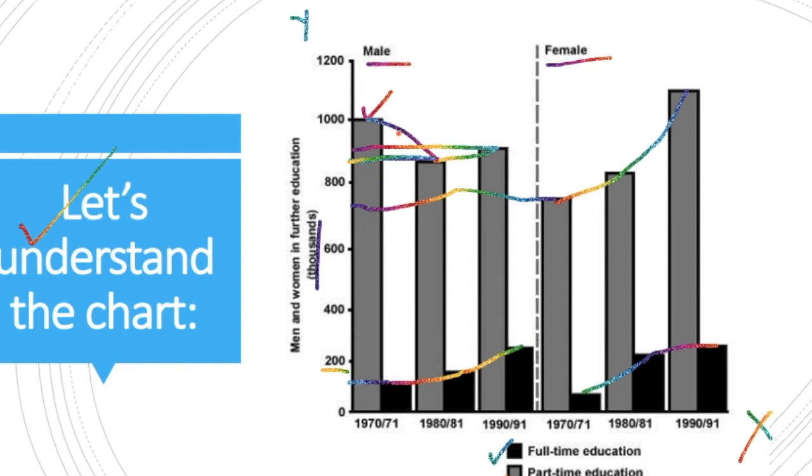Initially, men had larger enrollment numbers in both part-time and full-time, but over the period, it got surpassed by the women. So if you look at the last one, it is the women who are studying more as compared to the men, right? And men has actually declined from 1 million to 900,000, right? So these are the things that you must observe and mention.